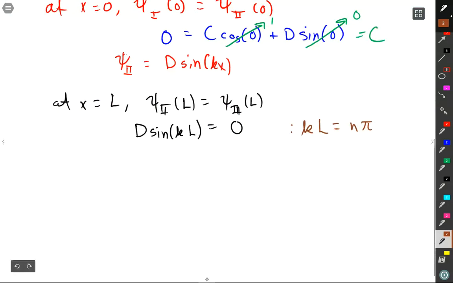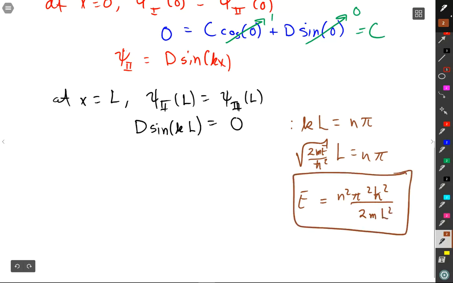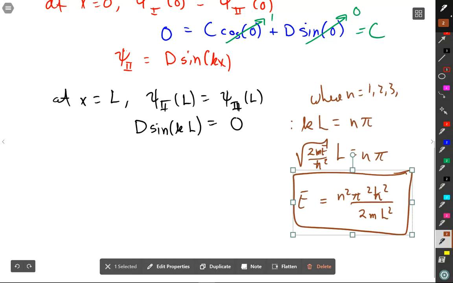And if KL is equal to an integer multiple of pi, since we know K is the square root of 2mE over h bar squared, then I can solve for E. And I have E_n equals... now it's quantized because n, where n equals 1, 2, 3, etc., any positive integer.